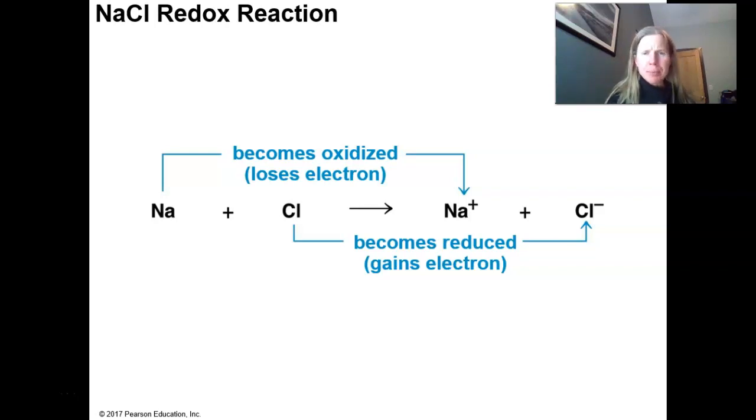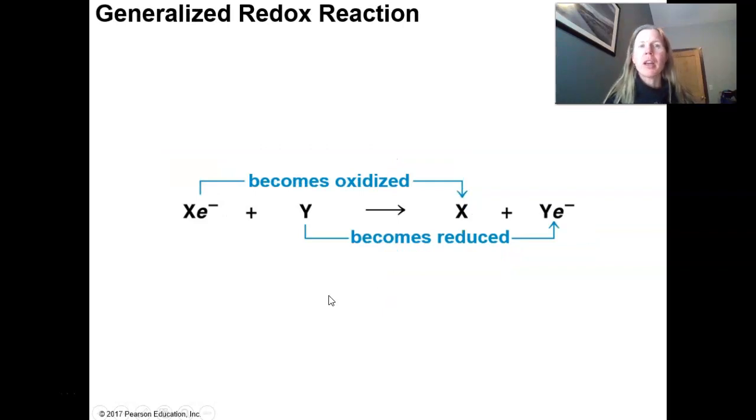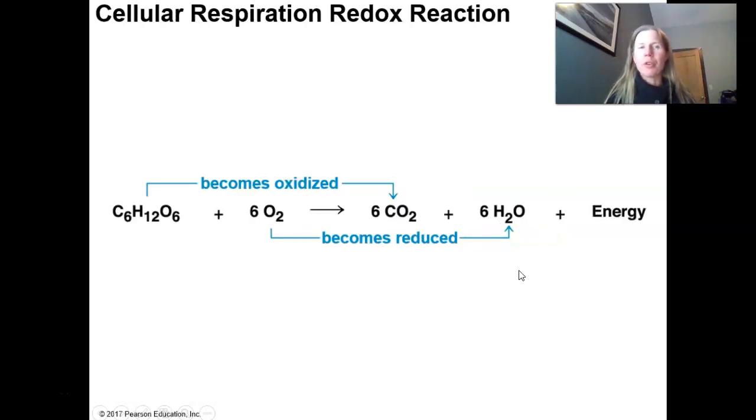Here's a generalized version. We're showing that electron being lost, so X plus an electron is just becoming X. Y gains that electron, and so it's been reduced.